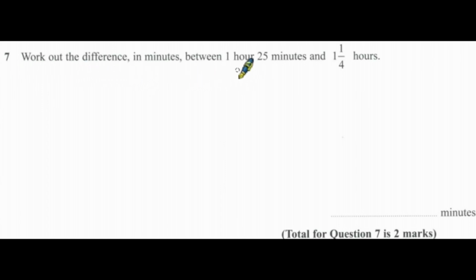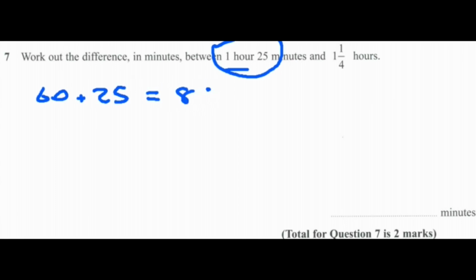Work out the difference in minutes between 1 hour 25 and 1¼ hours. Well, let's have a look at this. We know that 1 hour is 60 minutes. So in this first time here, we have 60 plus 25, 1 hour and 25. That therefore is 85 minutes.